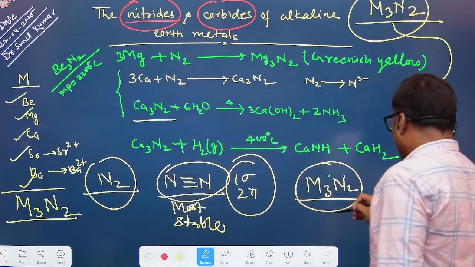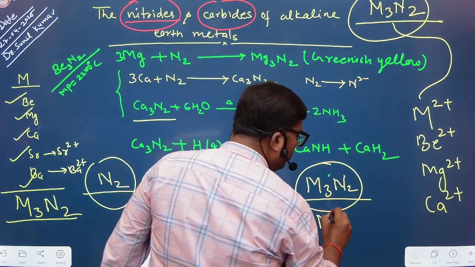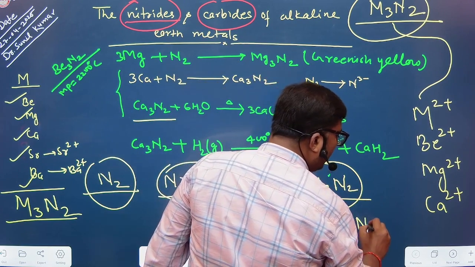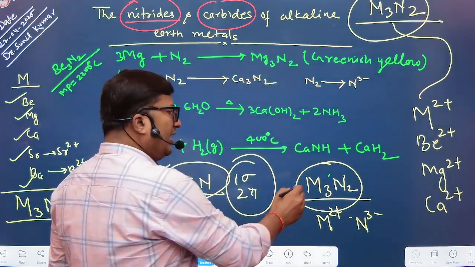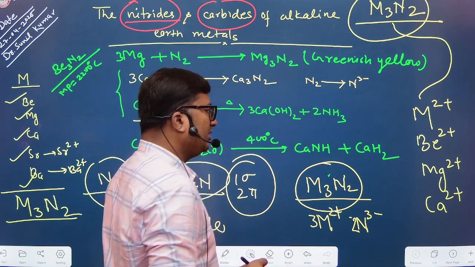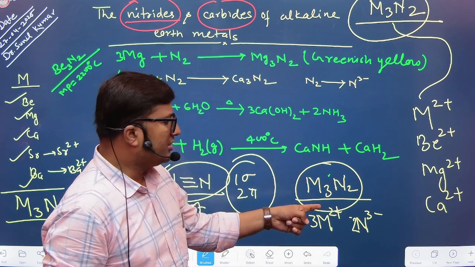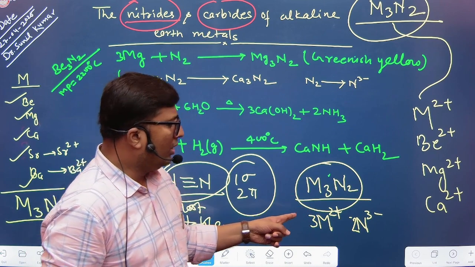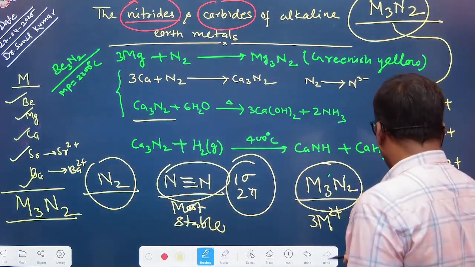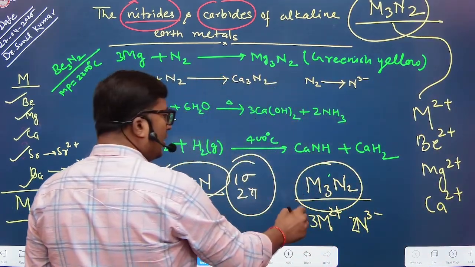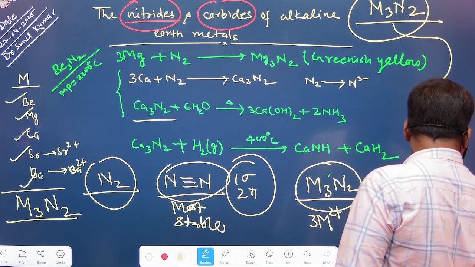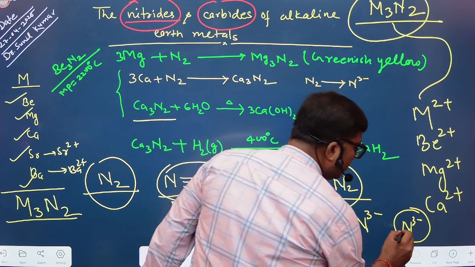In this structure, M is M2+, that is the bivalent cation, and the nitrogen is converted into N3-, right? Here we have to multiply 2 and 3, so 3 M2+ ions are balanced by 2 N3- ions, and then it forms M3N2, right? Because of the 2 positive charge on the metal and 3 negative charge on the nitrogen, this N3- is called nitride. So this is what nitride is.